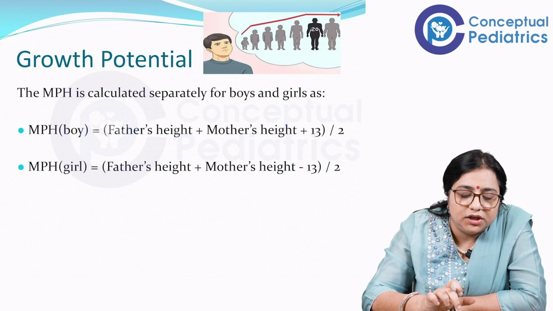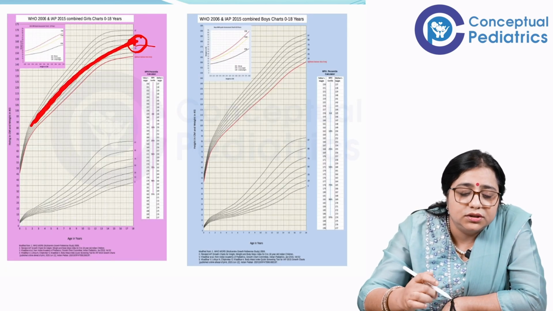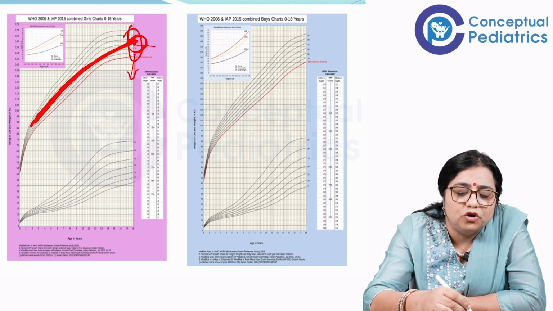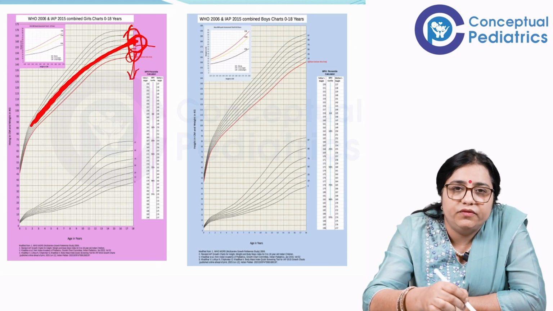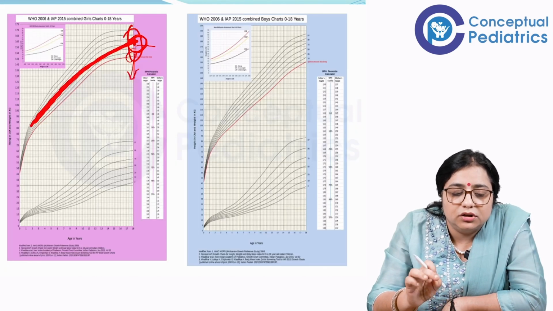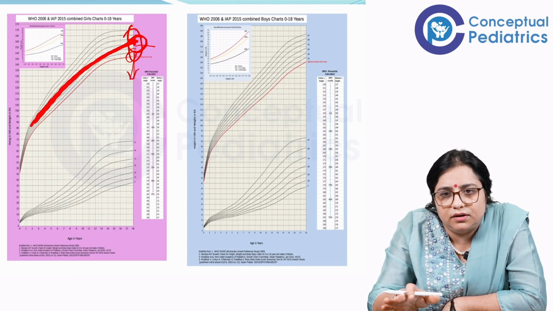So this is the advantage of calculating the mid-parental height, because the child may be short for the community in which he is living, but he might be normal for his parents. So this we will get to know only when we know the mid-parental height of the child. The plotting, every child should be plotted on a growth chart. This is very, very vital.